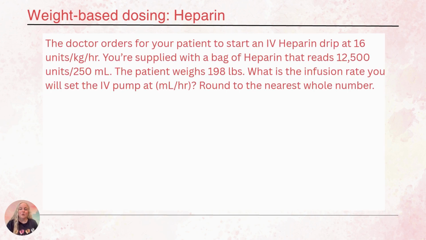Let's start with heparin. The doctor orders for your patient to start an IV heparin drip at 16 units per kilogram per hour. You're supplied with a bag of heparin that reads 12,500 units in 250 milliliters. The patient weighs 198 pounds. What is the infusion rate you will set the IV pump at in milliliters per hour? Round to the nearest whole number.